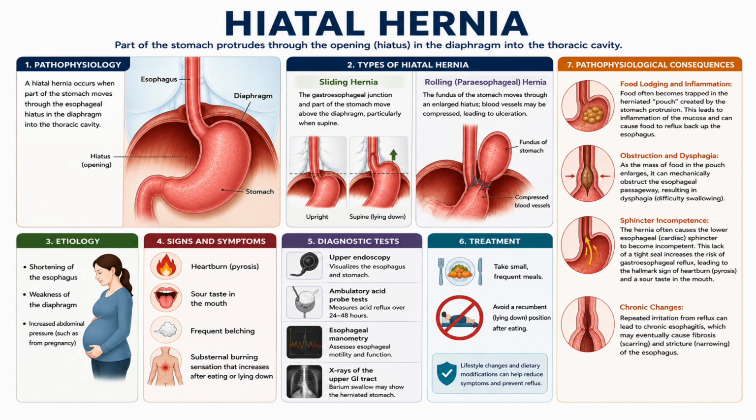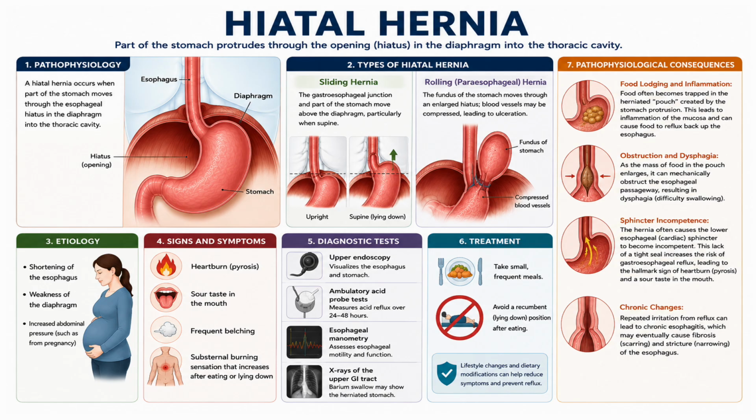Now, there are two distinct types of hiatal hernias that we see clinically. The most common is the sliding hernia. In this version, the gastroesophageal junction and a portion of the stomach move above the diaphragm. This is highly positional, meaning it often occurs when a patient is lying down and may slide back into the abdominal cavity when they stand up. So it's positional, it can move.